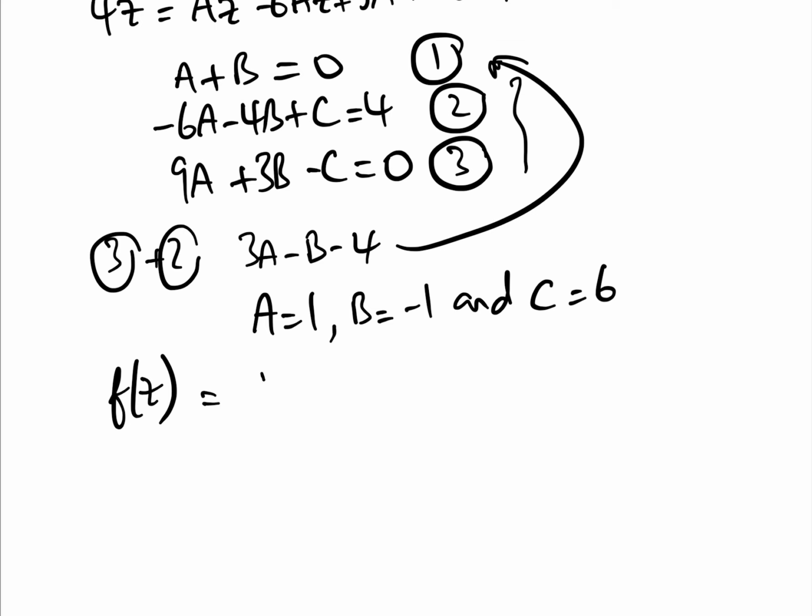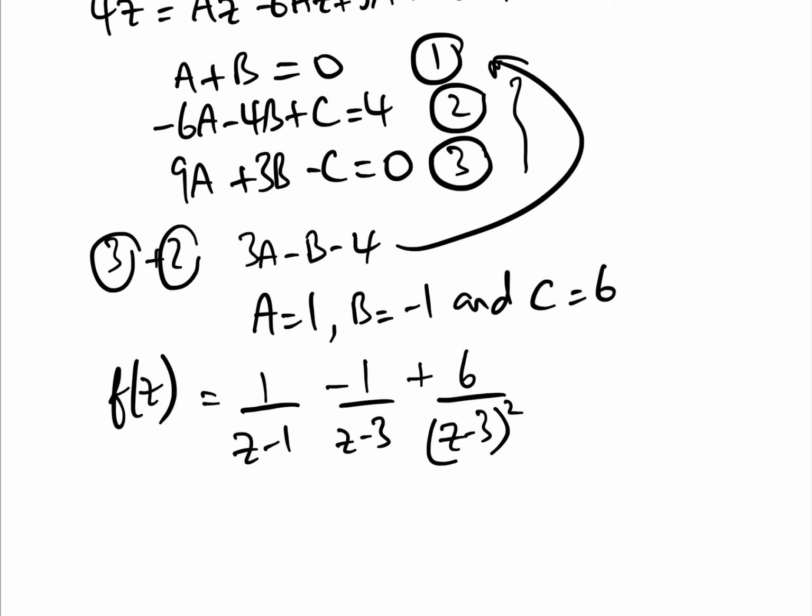Okay, so the partial fractions come out quite nicely, and so now what we have is that the function that we wish to expand is equal to 1 over z minus 1, minus 1 over z minus 3, add 6 over z minus 3 squared. Now let's just remember that the region is mod z is greater than 1 and less than 3. Okay, so let's have a look at each one of these fractions one by one.